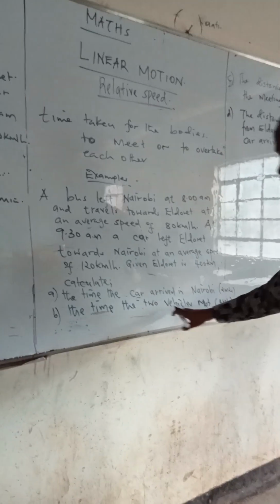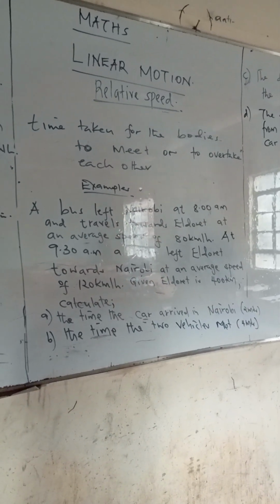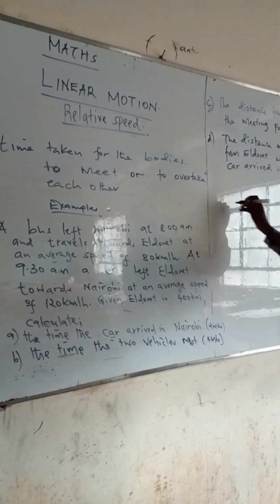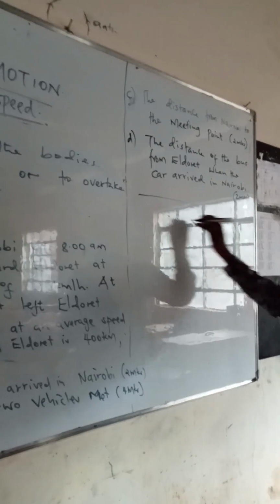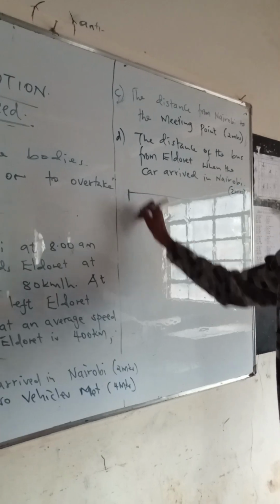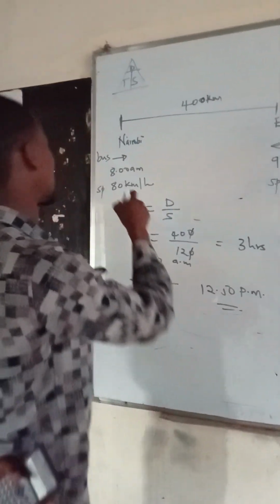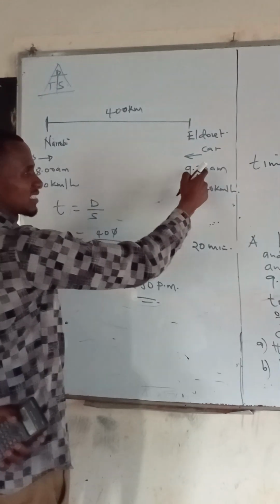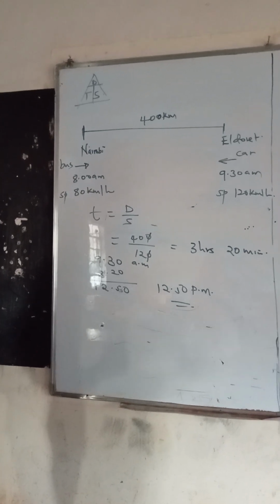Then the other question is the time the two vehicles met. That is what we wanted to learn. So I can still use the diagram. Okay, let me demonstrate. You can see that the bus is starting at 8 a.m. and this one starts the journey later. After how many minutes? After 1 hour and 30 minutes.